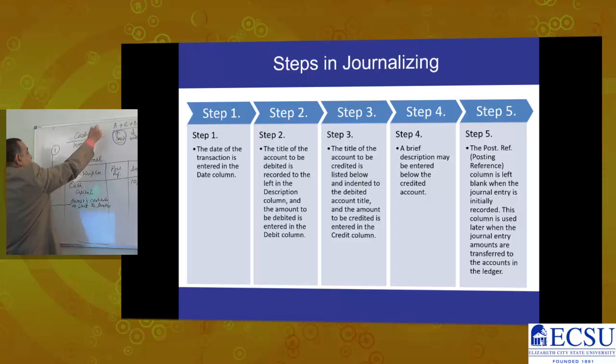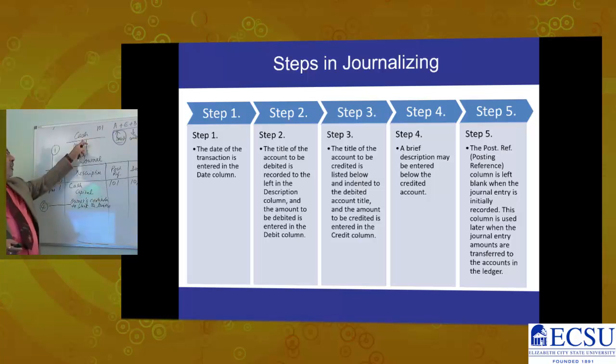So if the page number of cash is, let's say, 101, after I post it, I will be writing 101, not now. So that is another video that we'll be working. Right now it will be left blank, but when the journal entry is transferred to a ledger, that is known as posting, then we will be writing that page number of the ledger.